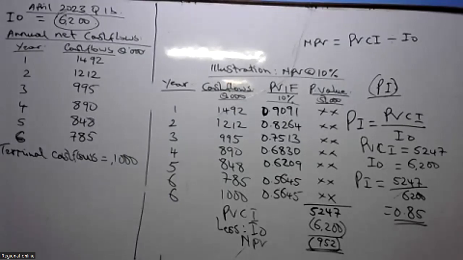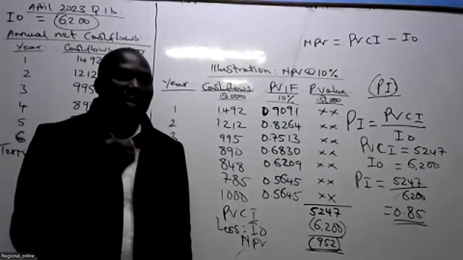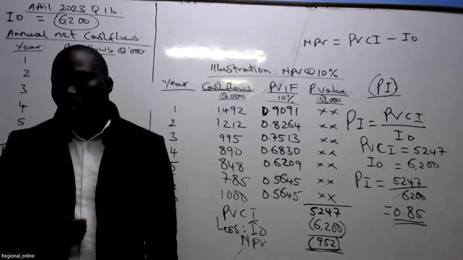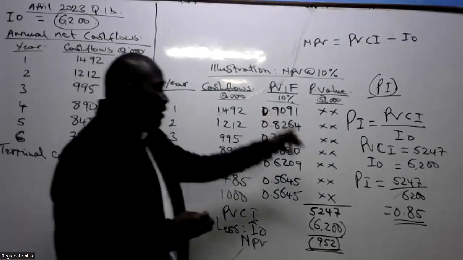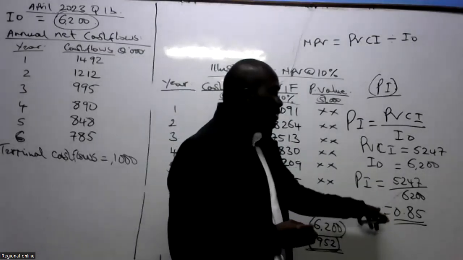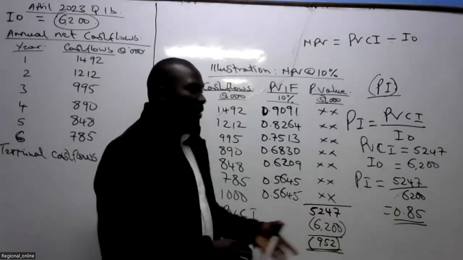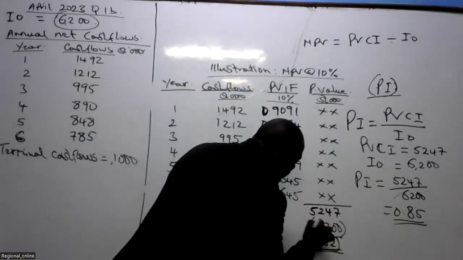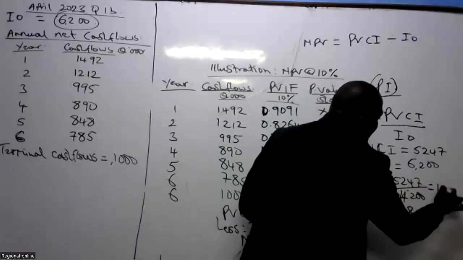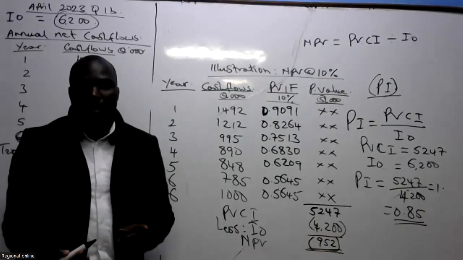So my point is this: if you accept a project under NPV, you will also accept it under IRR and under PI. Like this project, we rejected it under NPV, which is why we also reject it under PI, because the PI is less than 1. If this NPV were positive, then the PVCI would probably be something like 4,200 in the denominator, so that if I divide, it will be 1 point something. To accept under NPV is to accept under PI, and even under IRR, as we shall see.